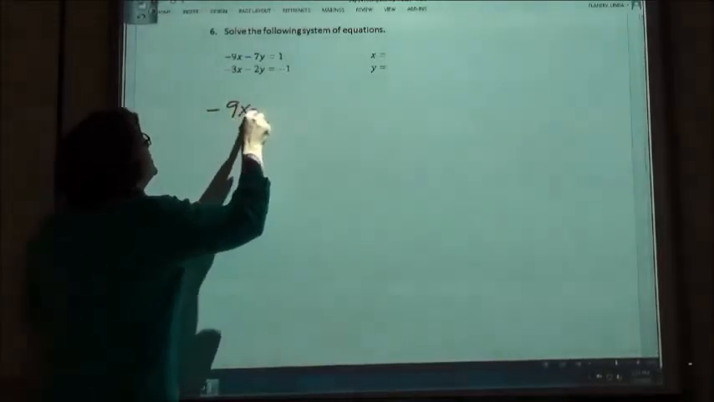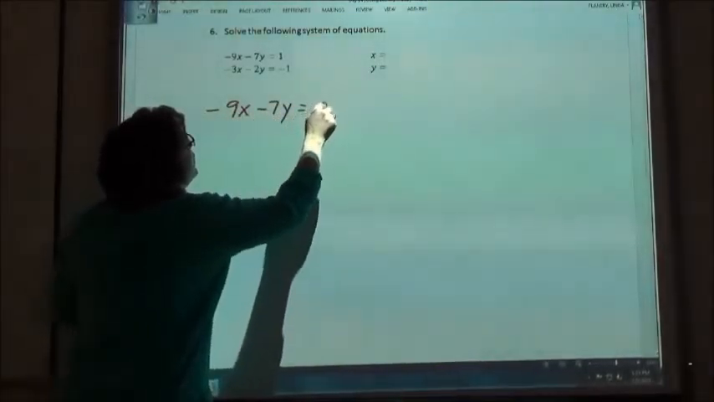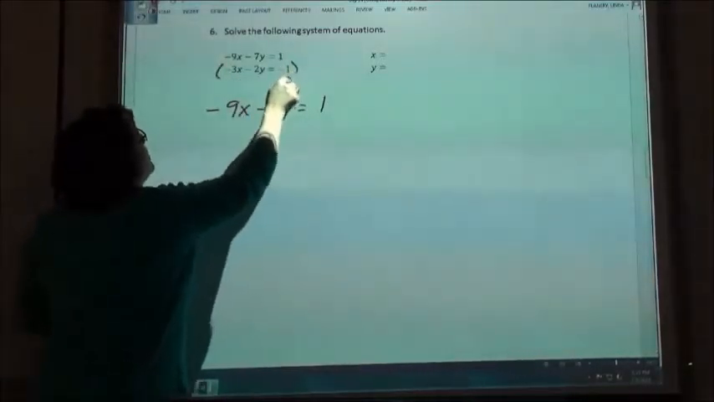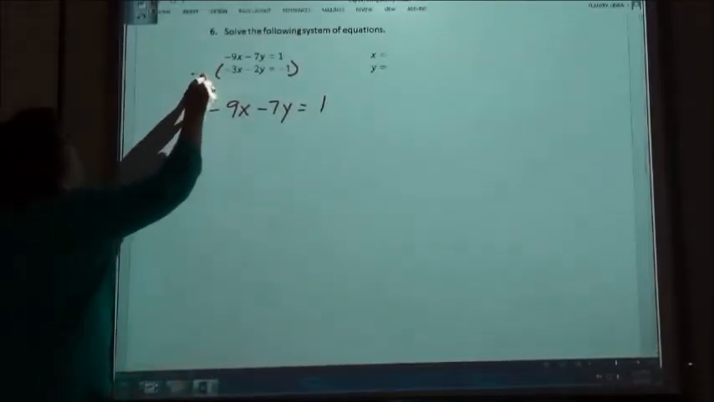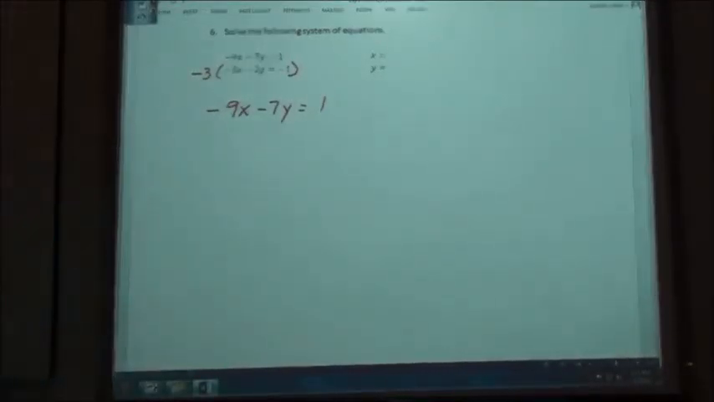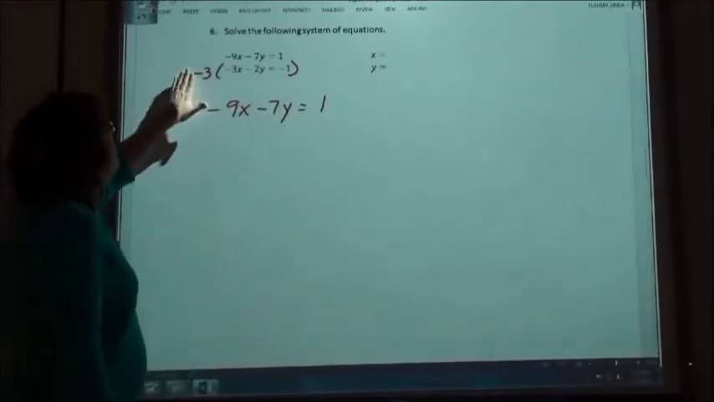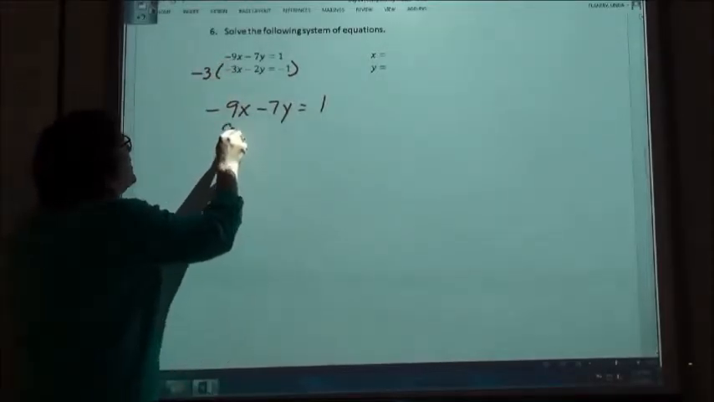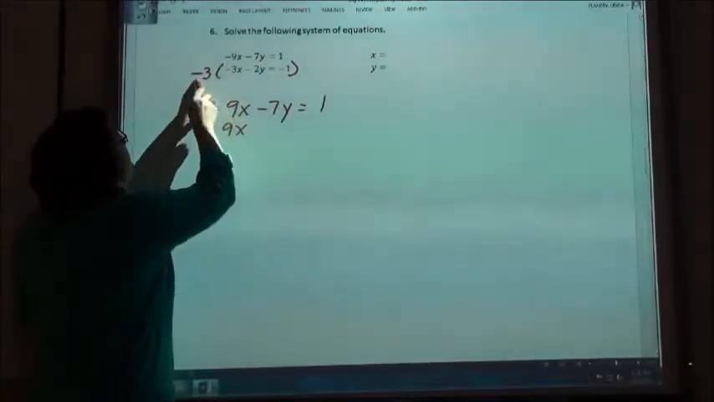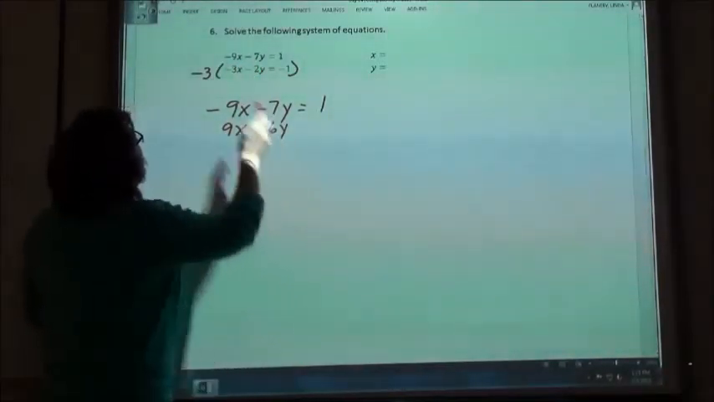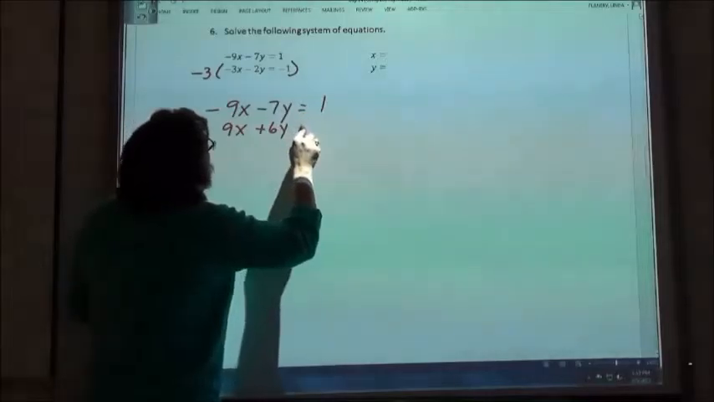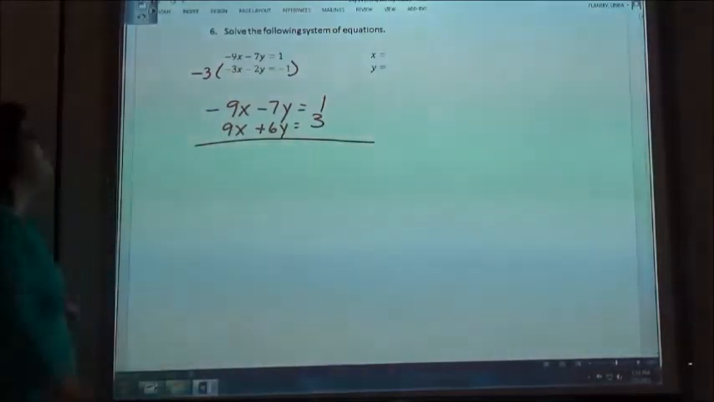Negative 9x minus 7y equals 1. But what should I multiply the bottom equation by? Negative 3. Why do I want to use negative 3? Because I want to get a positive 9. Negative 3 times negative 3x would be 9x. Negative 3 times a negative 2y would be positive 6y. And negative 3 times a negative 1 is positive 3.